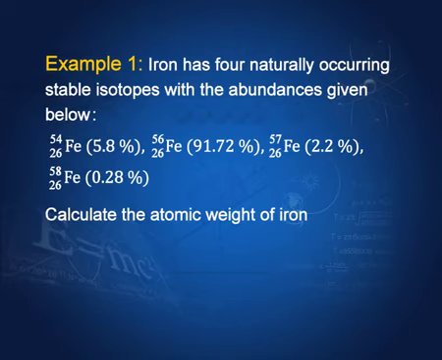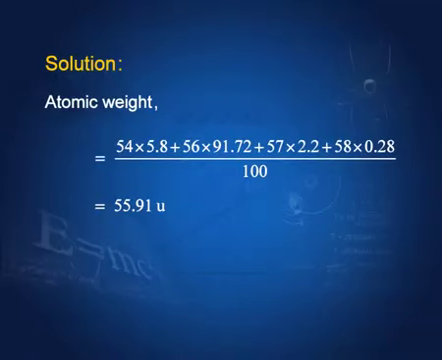Say, for example, iron has 4 naturally occurring stable isotopes with the abundances given below. Iron 54 has abundance 5.8%, iron 56, which is the most stable and most abundant, has abundance 91.72%, iron 57 has abundance 2.2%, and iron 58 has abundance 0.28%. So, you can now find the atomic weight. It is 54 times this plus 56 times this plus 57 times this plus 58 times this, divided by 100. That is therefore the atomic weight of the iron nucleus, 55.91 U.